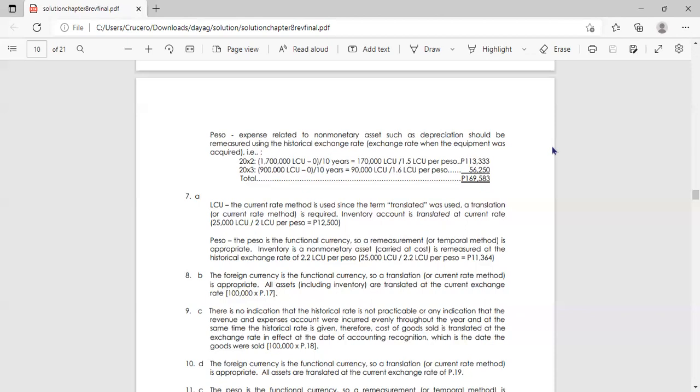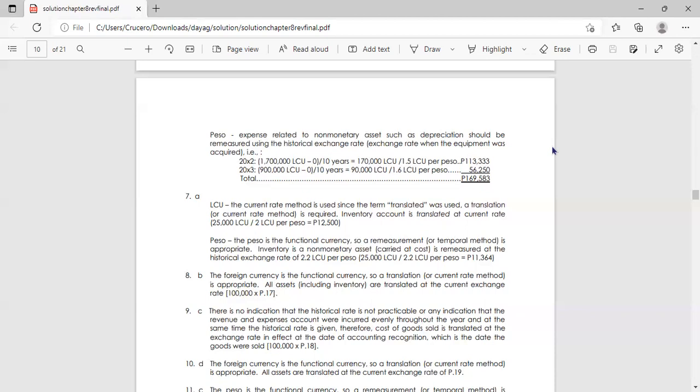The foreign currency is the functional currency. So a translation for current rate method is appropriate. Now, all assets, including inventory, are translated at the current exchange rate. So we have now 100,000 to be multiplied by 0.710. Now, that is at the end of 20x4.